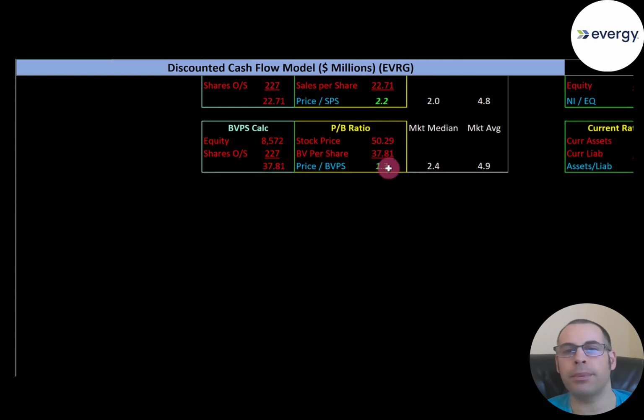They have a good price to book. The median in the market's 2.4, the average is 4.9. Price to book is stock price over book value per share. To calculate book value per share, that's equity over shares outstanding. I like to see below 3.5, they're at 1.3. So investors are paying $1.30 for $1 book value.